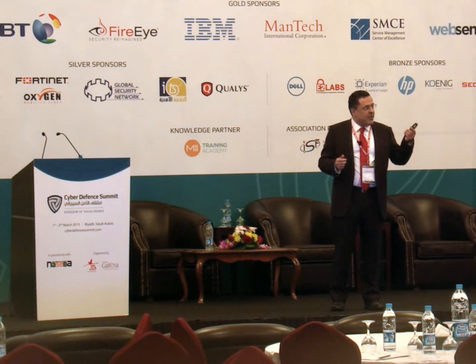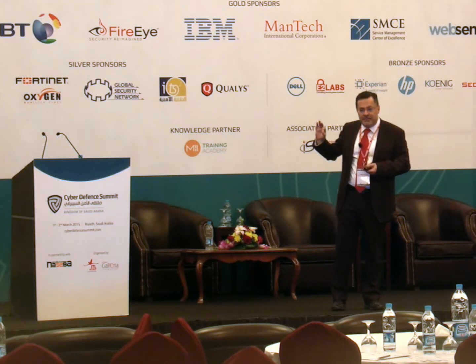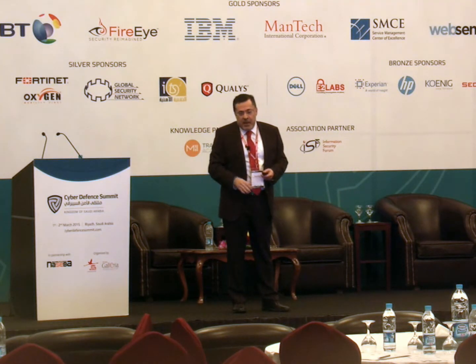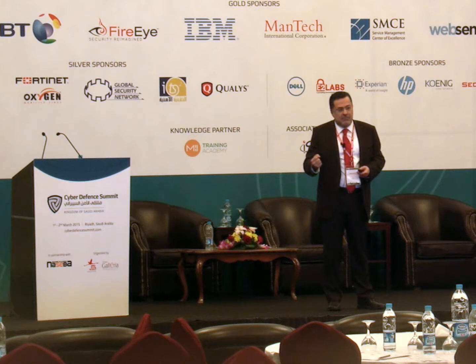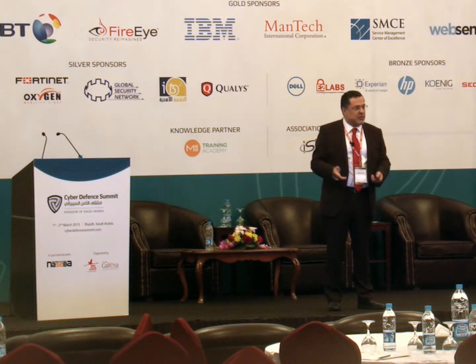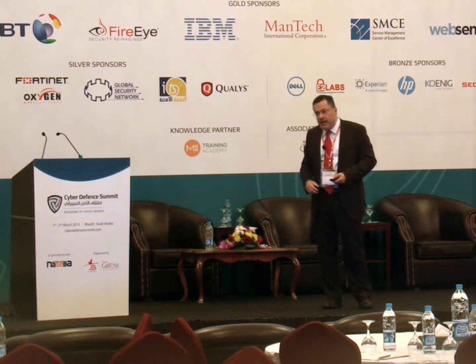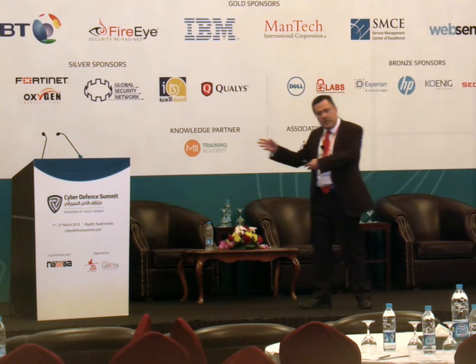Control Objectives for Information and Related Technology. The underlying premise for COBIT is that business needs information. That's why we call it information technology. That's why we call it the information age. It's all about information. And for this information to be useful to the business, it has to meet certain requirements.